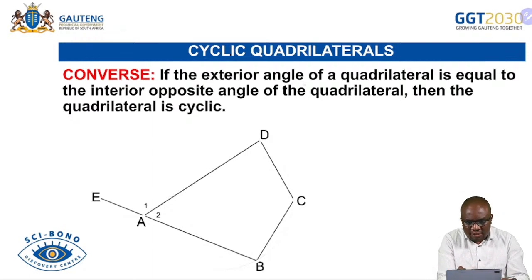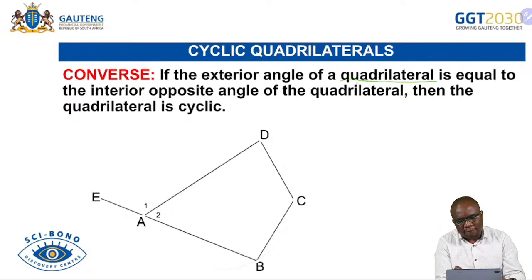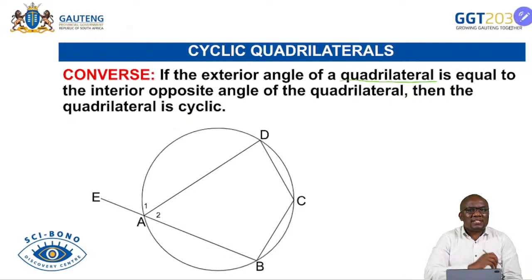If the exterior angle of a quadrilateral, we can't say it's cyclic now. You see, there's no circle there. If the exterior angle of a quadrilateral is equal to the interior opposite angle of the quadrilateral, then the quadrilateral is cyclic. You see that? Then we can say now this is cyclic after doing that.